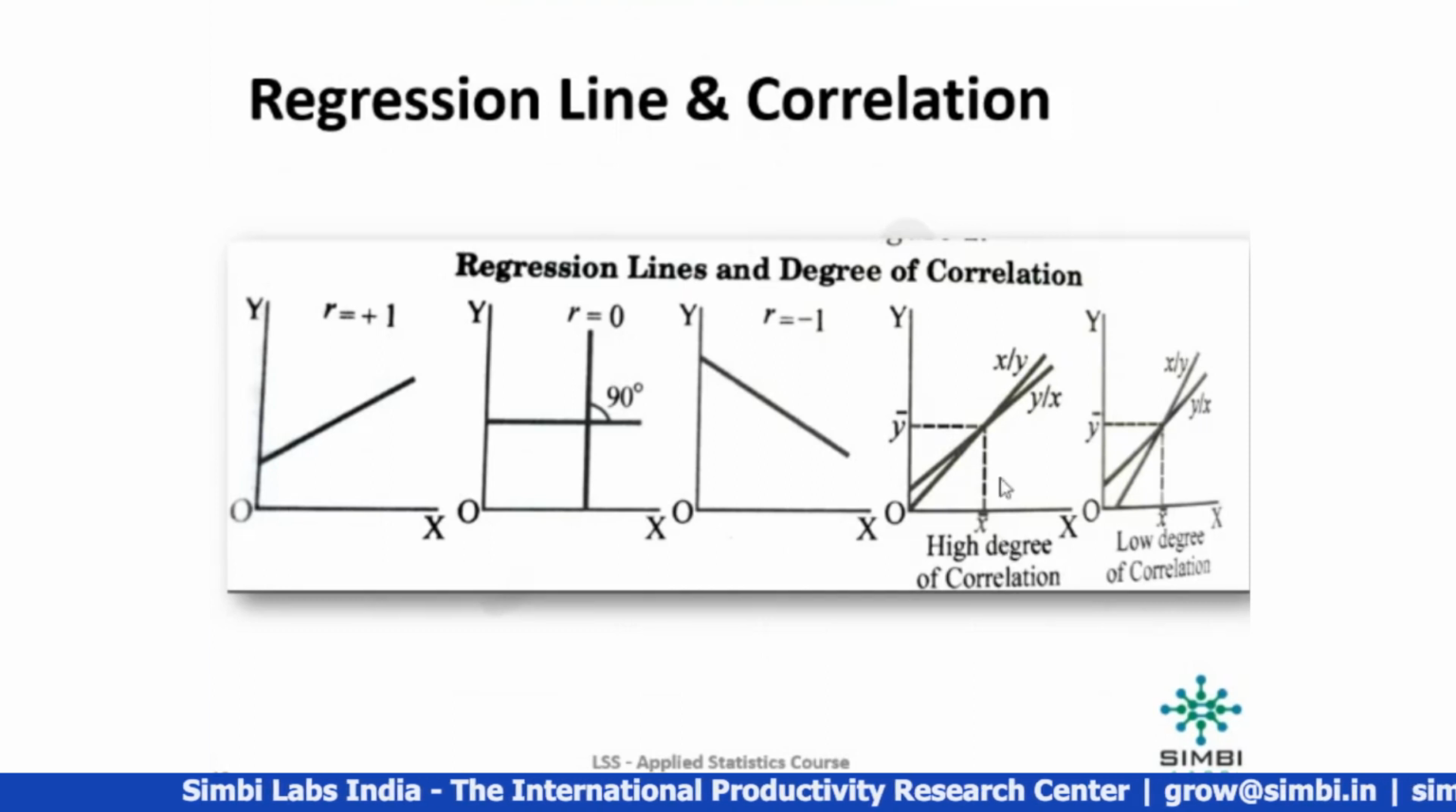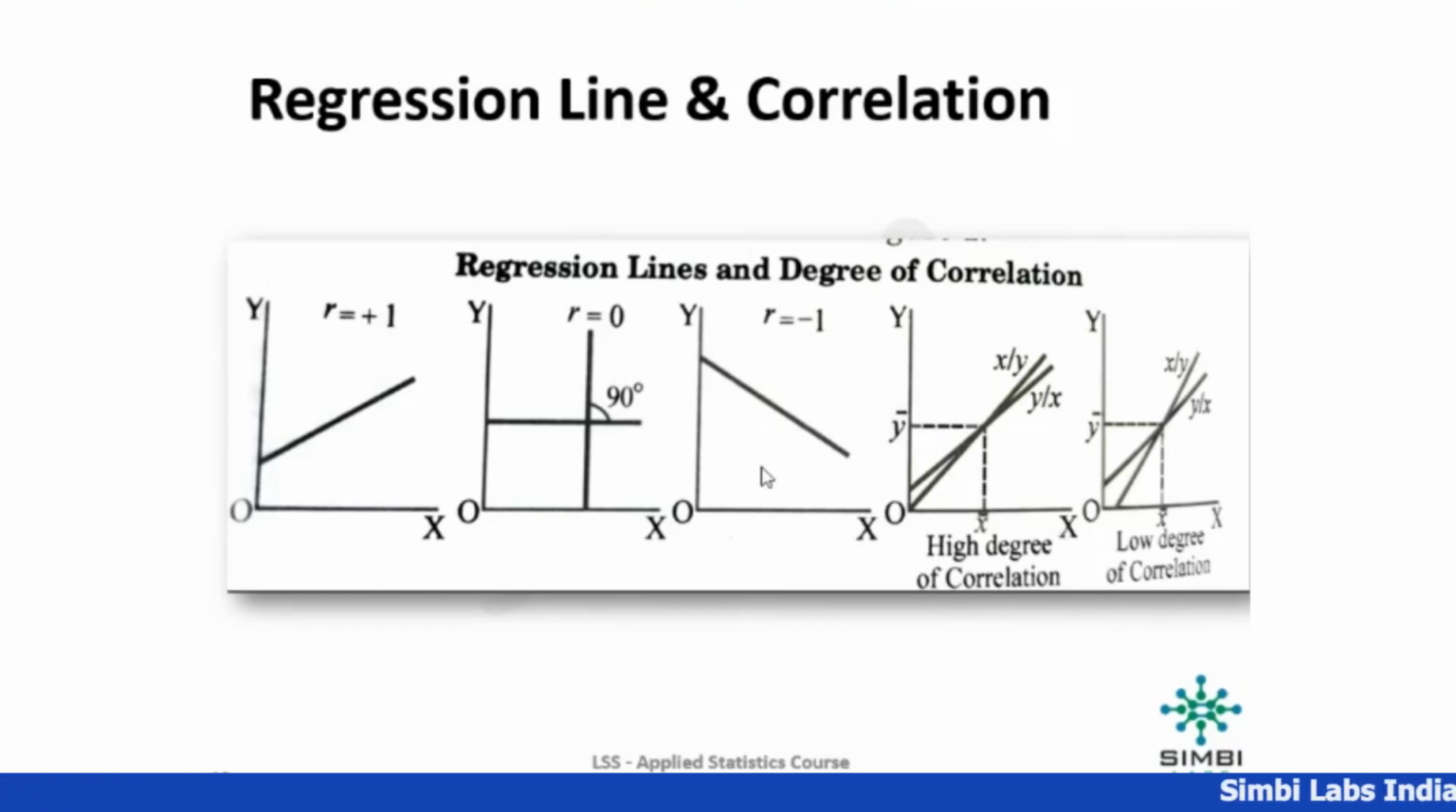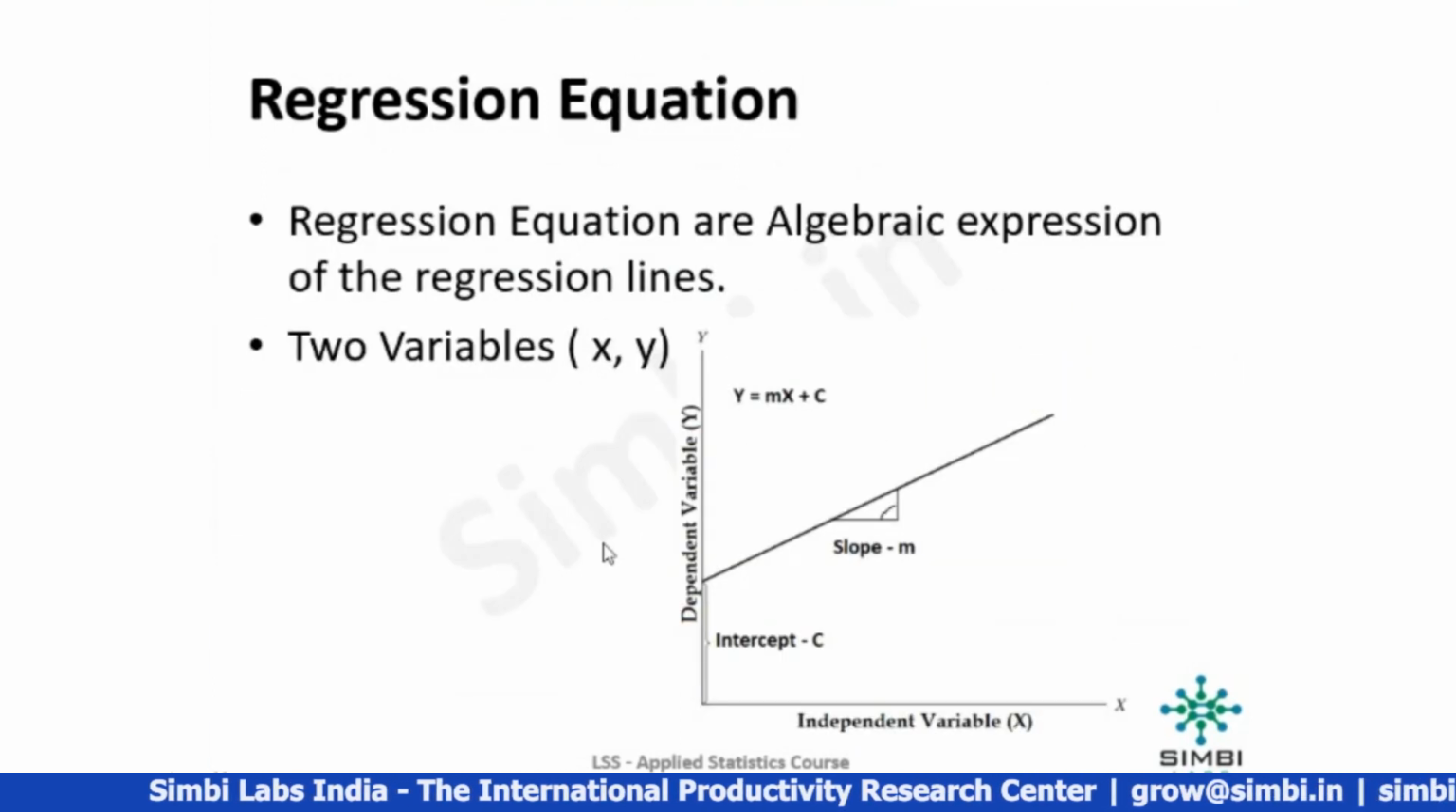And for the high degree of correlation, the intersecting values will be like this for both x and y, following the mean values. And for the low degree of correlation, it is vice versa to the high degree of correlation. So like this, we need to use these intercept values and the mean values from the correlation graph also to do the regression analysis.